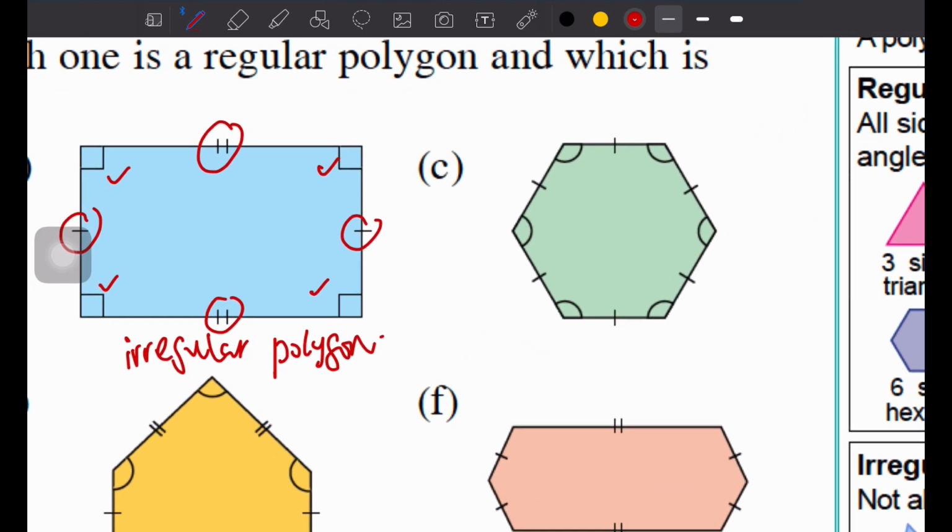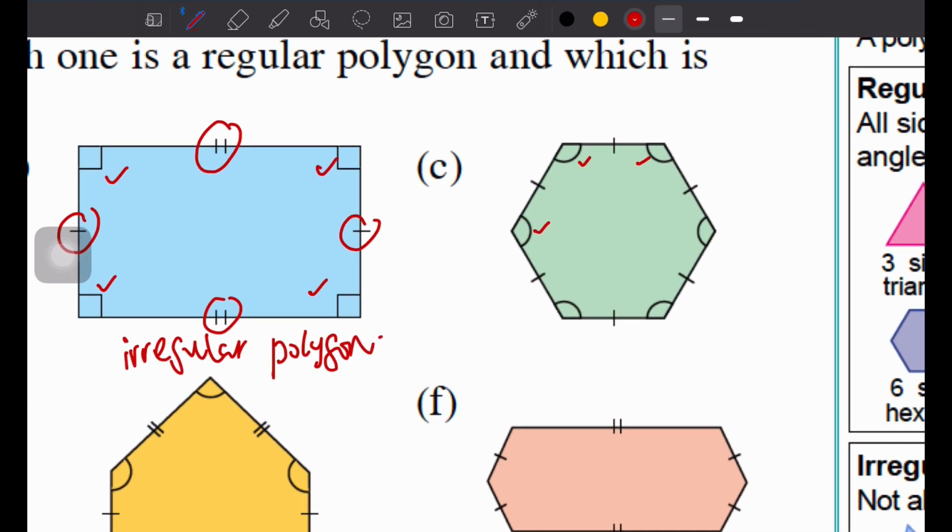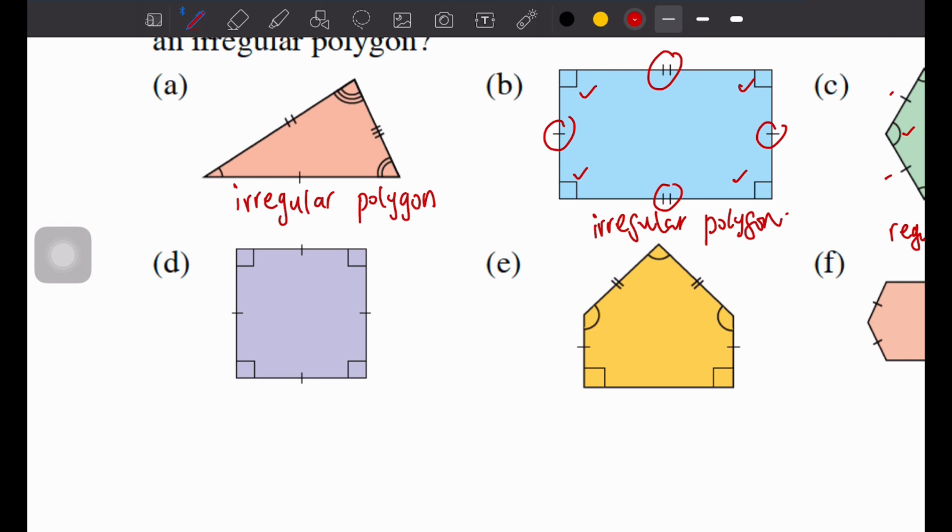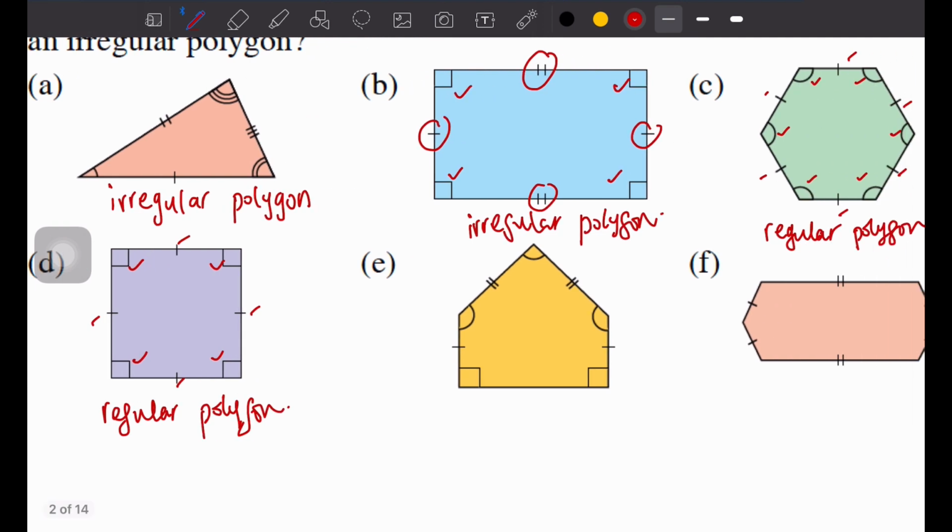Okay, C. So they all have the same interior angle and the same length of side. So we can conclude that this is a regular polygon. Okay, the next one, we have the same interior angle and the same sides, so this is a regular polygon. How about C? It is the shape of a house, so this is an irregular polygon.